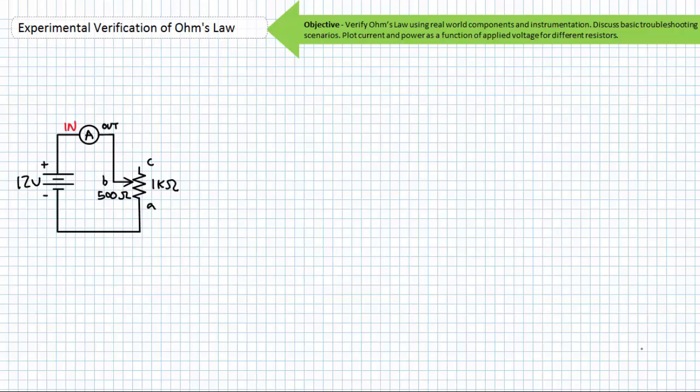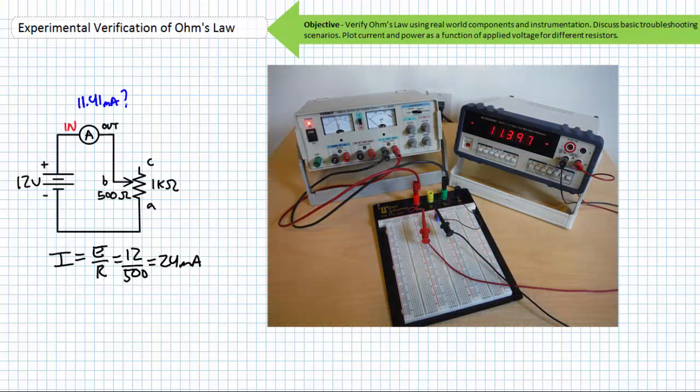I'm intending to supply 12 volts to 2 terminals of a variable 1 kiloohm potentiometer set at 500 ohms. Ordinarily, I'd expect 24 milliamperes of current, but I'm only observing approximately half this current at 11.4 milliamperes. The power supply is at 12 volts. What's the problem? I'll tell you what the problem is. If voltage is correct and I'm observing half the current I'd expect, the resistance is twice as much.